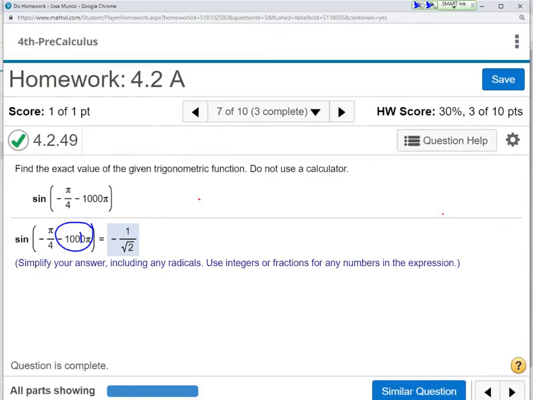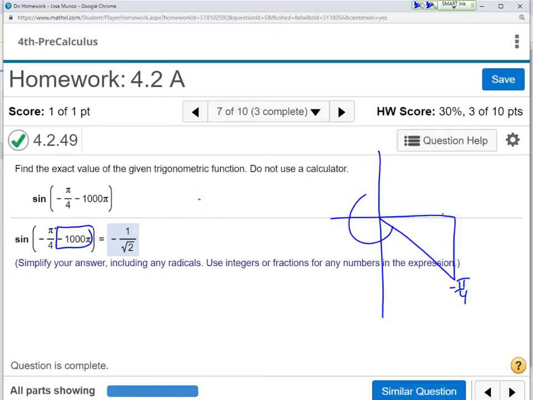So all that this said is, you know what? Here's the angle I'm at. Let me clean this up a little bit. I'm at this angle. I'll draw it again. This is -pi/4. And this part of it says I went around my circle 1,000 times and I stopped there again. So I'm not going to sit there and do that. I don't care that you have that many revolutions. All I'm after is that angle. It's going to be coterminal, so I'm just going to find the sine of that.